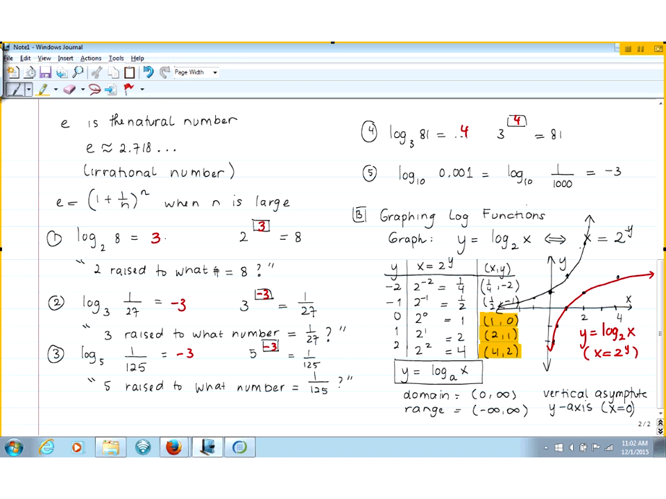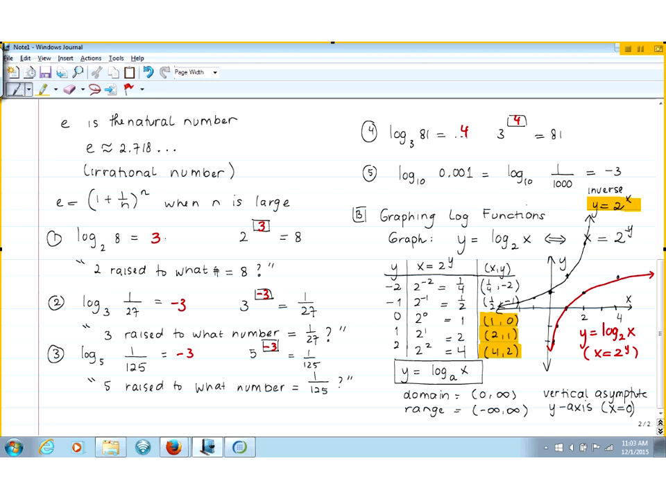Do you know what is the equation of the inverse here? What did we do to find the inverse? We switch the x and y coordinates. So 1 comma 0 becomes 0 comma 1. 2 comma 1 becomes 1 comma 2. And then 4 comma 2 becomes 2 comma 4. So this is the inverse. What is the equation of the inverse? Y is equal to 2 to the x. Yes, so y is equal to 2 to the x.